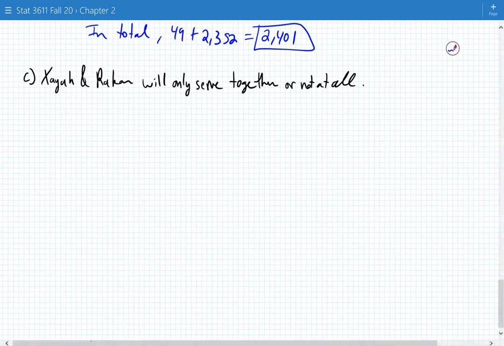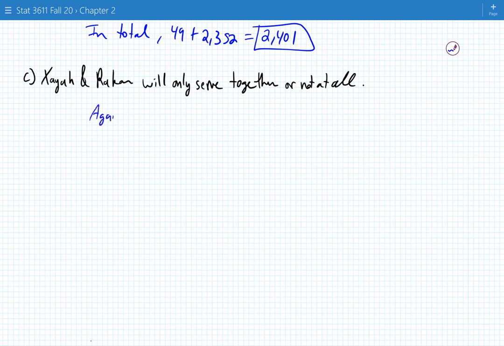So that means either there's two people and there's two positions. So either president and treasurer are chosen from Zaya and Rakan, or they are not. Period. And again, that's two disjoint cases. So we can count the number of sample points in each of these cases and just add them together. So let's do the first one. Let's say that they serve together.